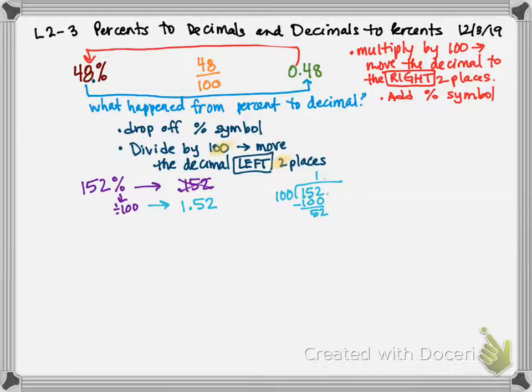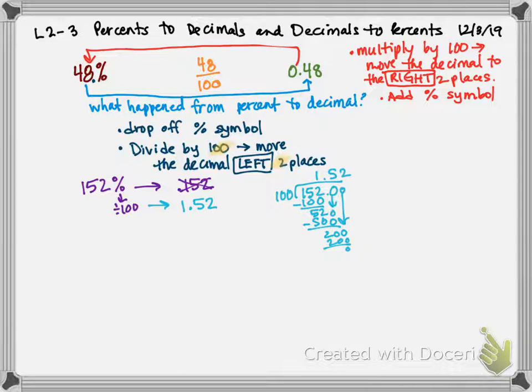Put in a decimal point, bring it up into the quotient, annex a 0, and 100 goes into 525 times, which is 500. We subtract, we get a difference of 20. Annex another 0, and 100 goes into 200 exactly twice. So there's proof in the pudding. Yep, 152% is the same thing as 1 and 52 hundredths. I can only move the decimal left twice.